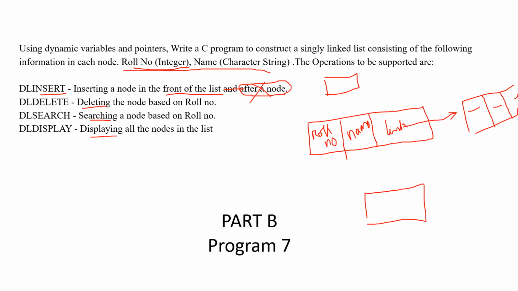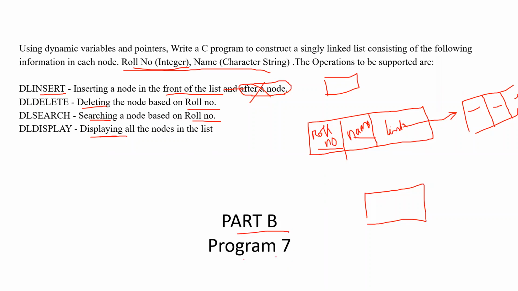So deleting a node based on the roll number. Instead of asking for the data to be deleted, we will ask for the roll number to be deleted. And in searching, we will be asking for the roll number to be searched and then display the node number which is having that roll number. Got it? The last one is for displaying. That is, we will use traversal algorithm to display both the roll number and name of each node. Got it? So this is your program.